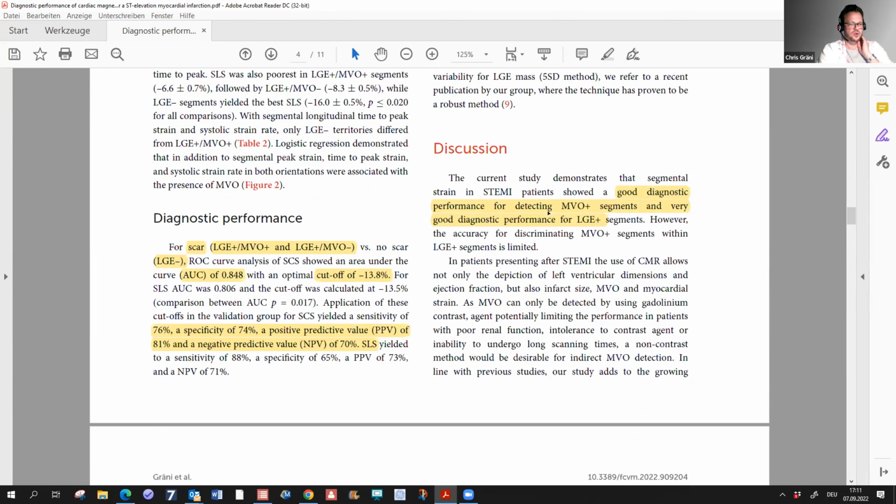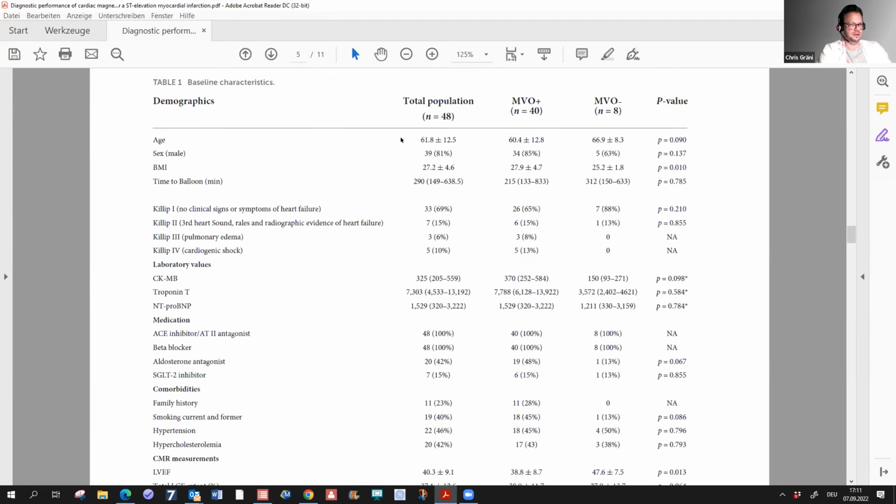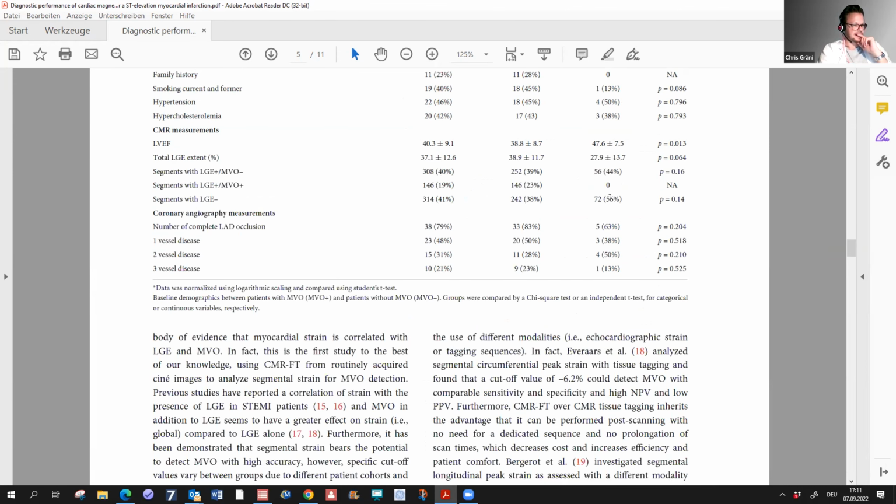And so we can conclude that in patients after an anterior STEMI, we have a good diagnostic performance for detecting MVO plus segments and very good diagnostic performance for LG plus segments. Now, here, maybe you can just see the table. This is the total population, MVO plus 40 patients, MVO minus 8 patients.